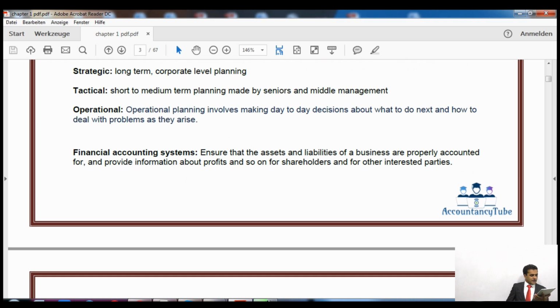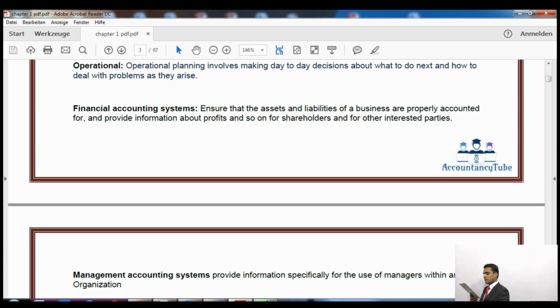Right. Now after that, financial accounting systems and management accounting systems are two different systems. Financial accounting systems ensure that assets and liabilities of the business are properly accounted for, and provide information about the profits and so on for the shareholders and the interested parties. Basically this is just a definition; differentiating between financial and management accounting is available on the next page, which is page number 2.